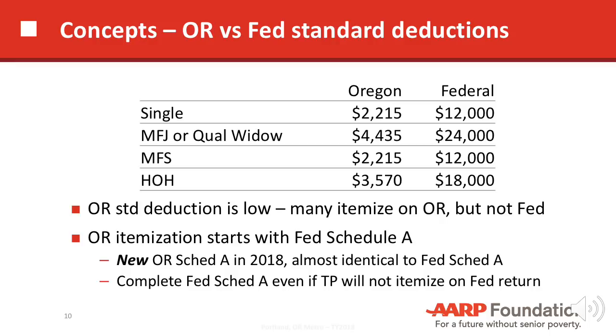If they itemize at the federal level, the software will use the information from the Schedule A. And if not, the software will ignore the Schedule A on the federal return, but it will still carry the information to the state return if they're able to itemize there. And this is all automatic.